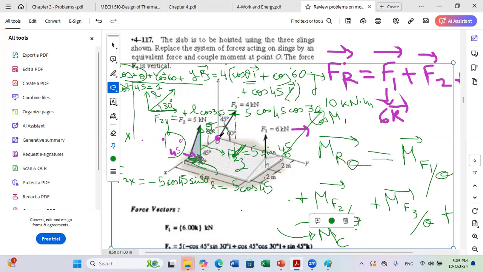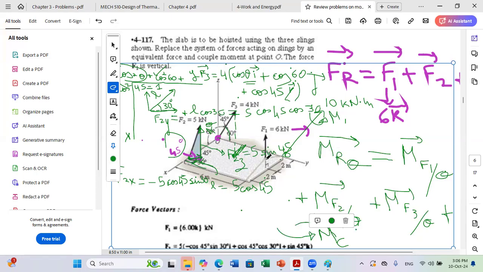Of course, for F3, no need to do any calculation. F3 is passing by O, so no moment about O. Now, for F1, you have 2 possibilities. You can use the cross product if you want. But since F1 is vertical, it's really simple to get the F1 moment using another method. Because if you look at it, F1 is parallel to Z, so no moment about Z.